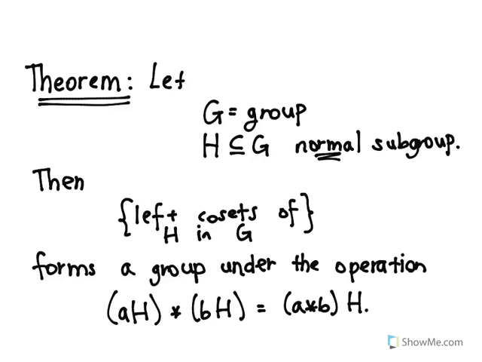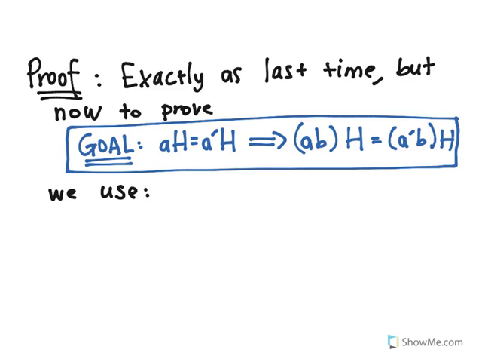And the conclusion is the same as before, namely the set of all left cosets of H in G, which is what we typically denote by G mod H, that set forms a group under the same operation that we've been using all along. I won't say much about the proof of this theorem because it's actually almost identical to the proof of the theorem that we did last time in the abelian case, but I just want to highlight for you where this assumption of being normal is being used.